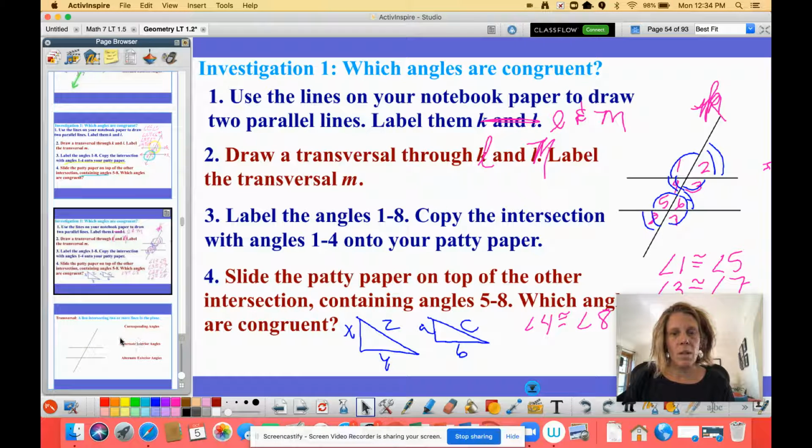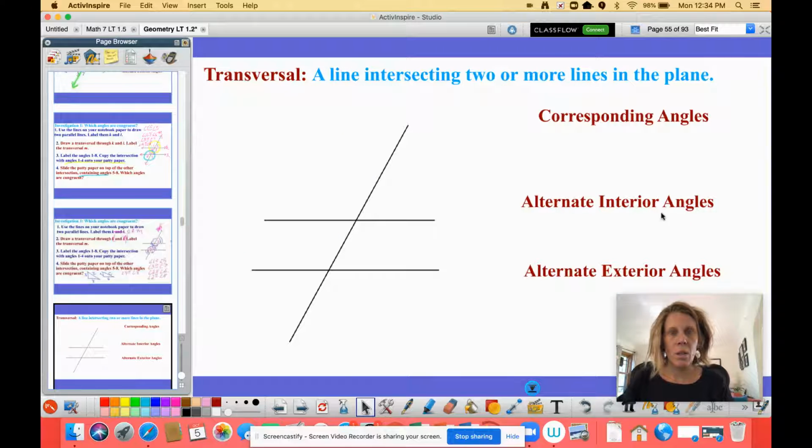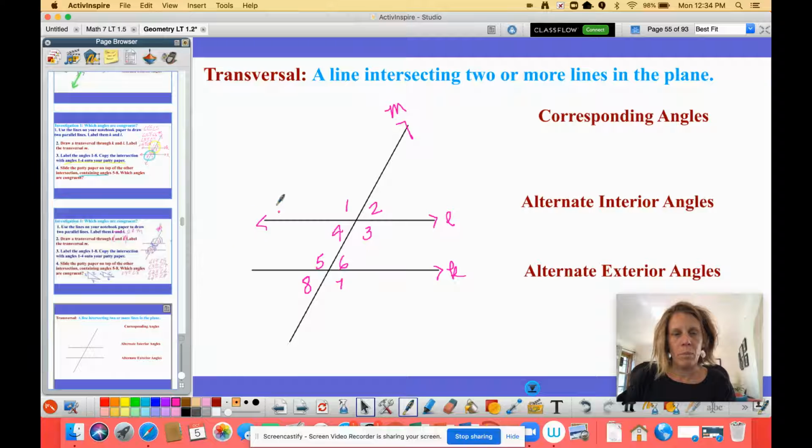Now let's go on to the next part. What we had before was angles 1, 2, 3, 4, then angles 5, 6, 7, and 8. My transversal was M. My lines were L and K. So I'm just going to draw this again. And one thing that I can do on here is mark what's congruent.